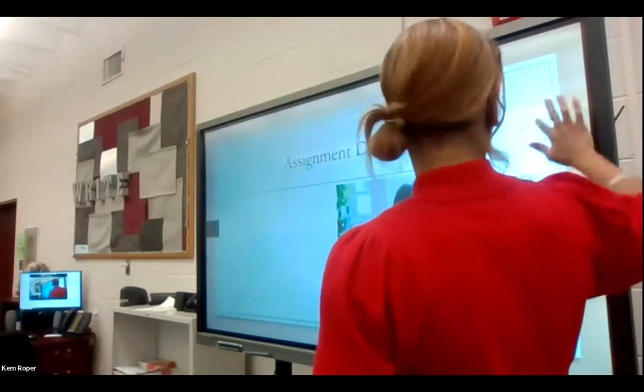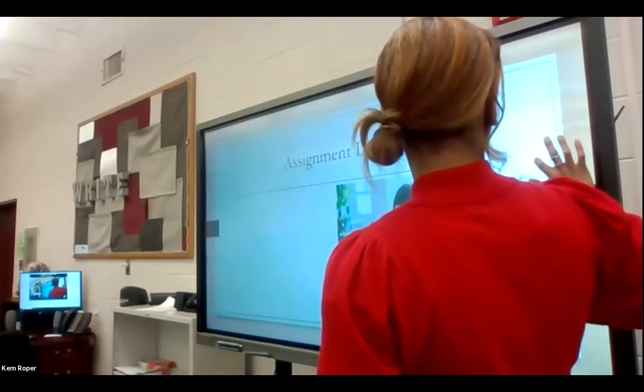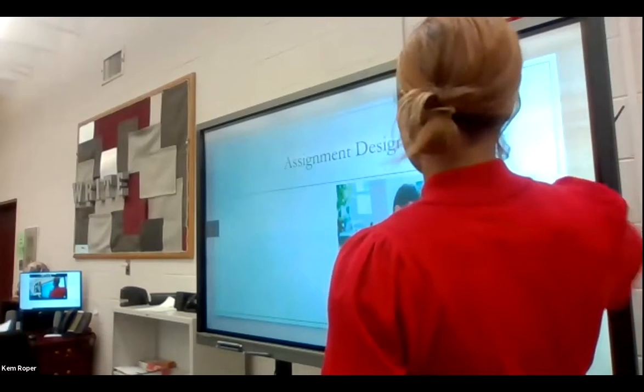You know what, I'm gonna connect that mouse because the touch screen is not working.